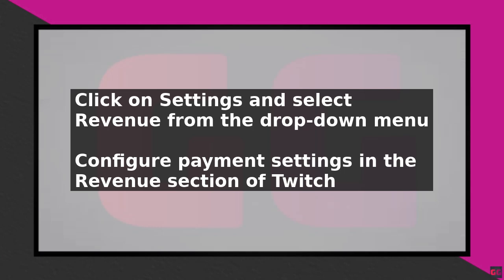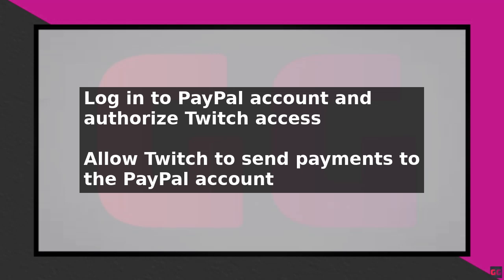Once you have logged into your PayPal account, you will be asked to authorize Twitch to access your PayPal account. This is a standard procedure that allows Twitch to send payments to your PayPal account. After authorizing Twitch, you will be redirected back to the Twitch website. Your PayPal account should now be linked to your Twitch account, and you can start receiving payments.